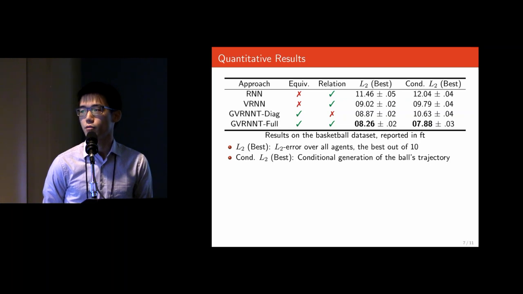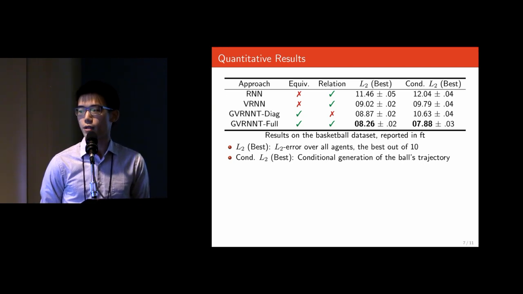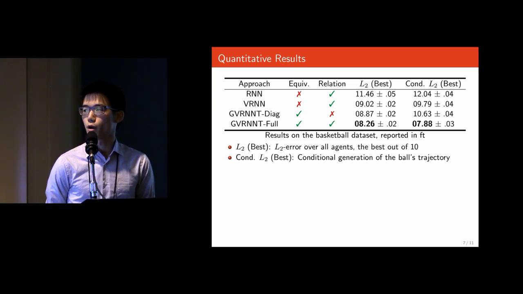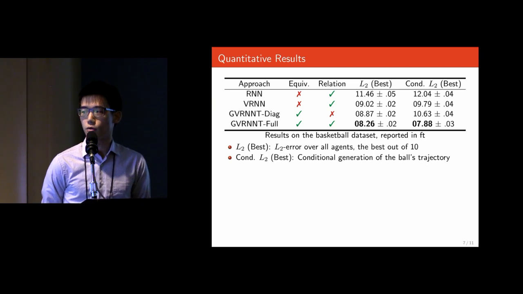We obtained the following results on modeling basketball games. We considered two metrics, the L2 error on forecasting the position of all agents, or on forecasting the position of the ball conditioned on all other agents. We observed that paying tribute to the equivariance property led to better performance on L2 overall, and modeling the relationship between the agents led to better performance on the conditional generation task.